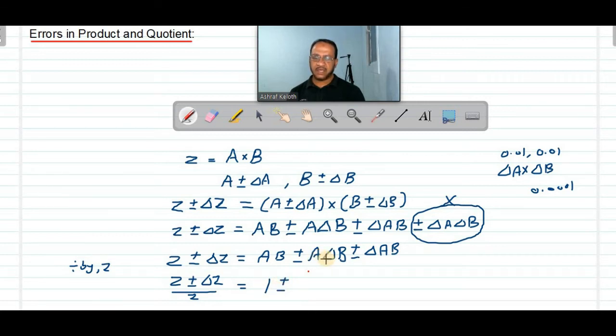Next term, a into delta b divided by z. Z means ab. Delta b by b. Very good. Then plus or minus, we are dividing this delta a b divided by delta a is one quantity. Don't think that delta is separate, a is separate. Delta a means a small mistake, a small error. Delta a. So when we divide this by ab, a into b, b will get cancelled. Then delta a by a will be remaining. Delta a divided by a.